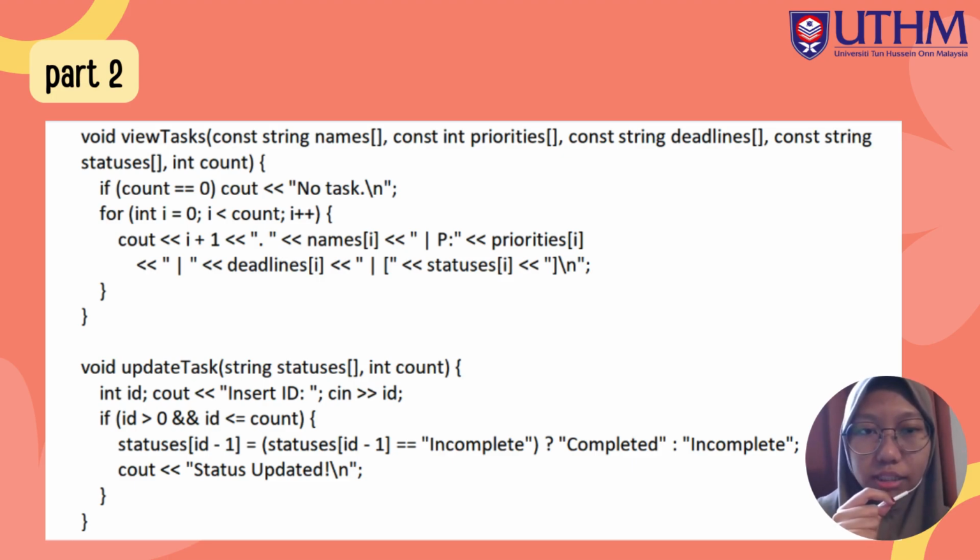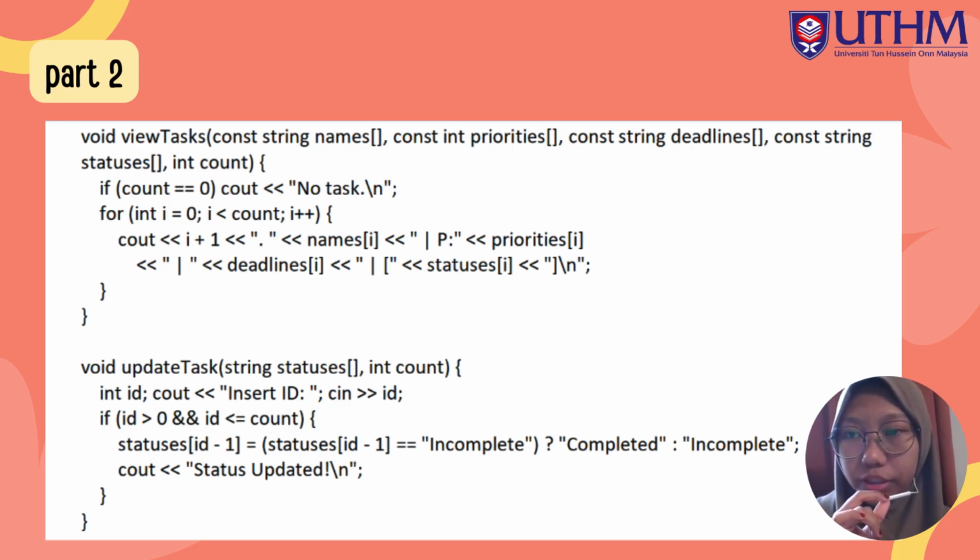AA251937. So next I will explain part 2 of the source code, which consists of the viewTask and updateTask functions. So the first line is to create a function named viewTask. Void means the function does not return any value. Then the arrays in our code contain names, which is the task name, priorities, the priority level, deadlines, which is the task deadline, statuses, the task status, and count, the total number of tasks. Const means the data cannot be modified inside the function.